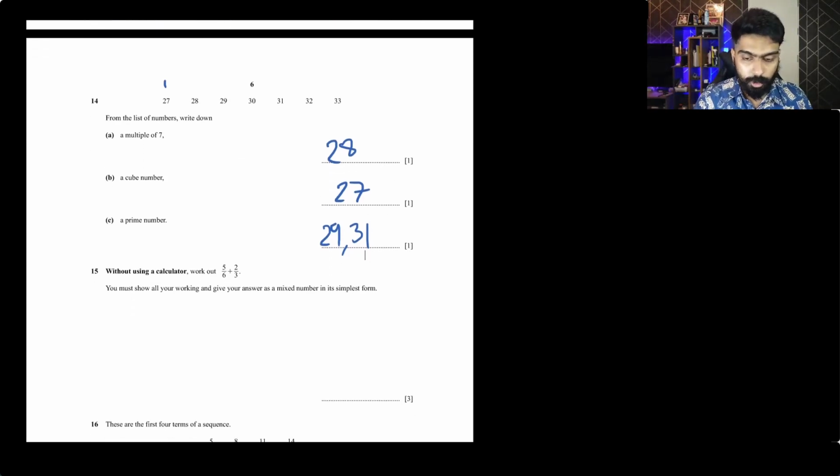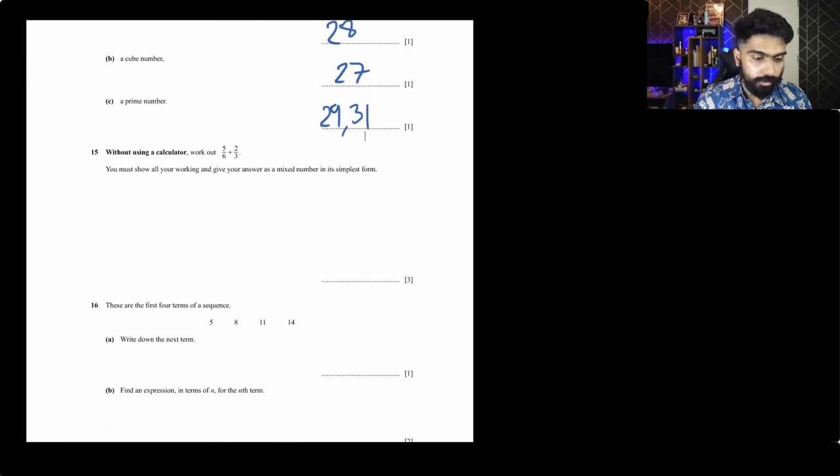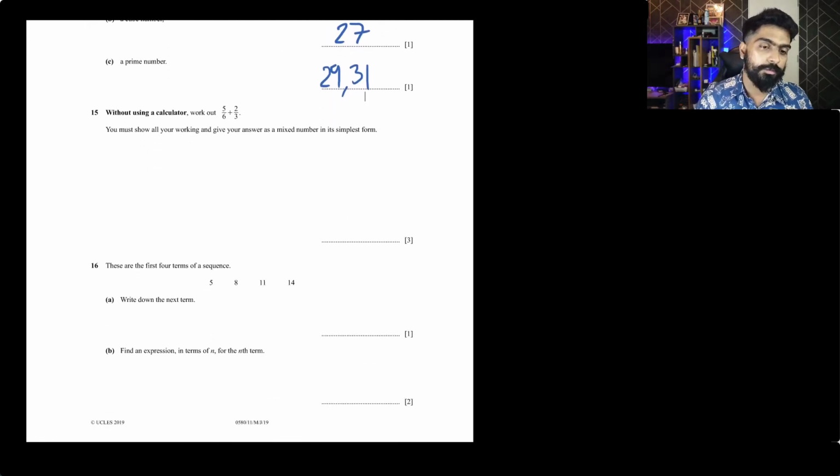Now let's get to question 15, all right? Now without using a calculator, work out this one. All right, so first of all, guys, we see that the denominators are not equal, right? So we will be finding the LCM. So LCM here, lowest common multiple, is 6, right guys?